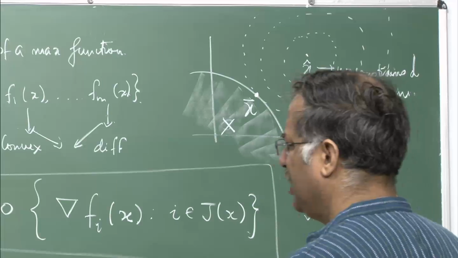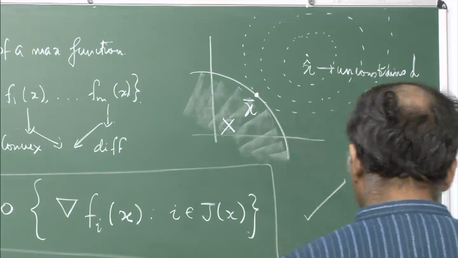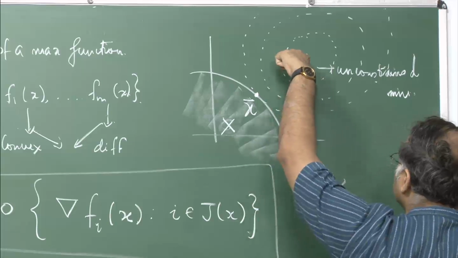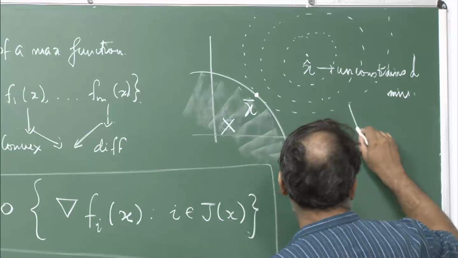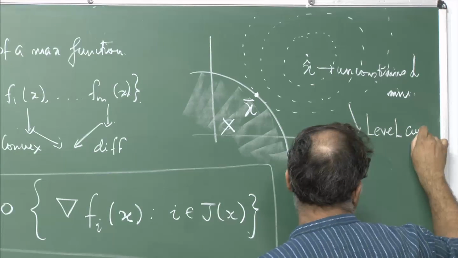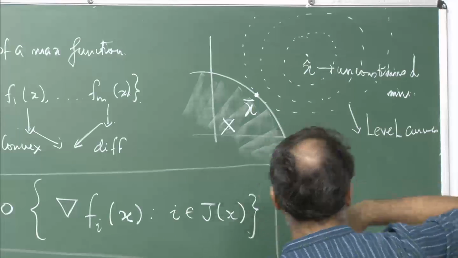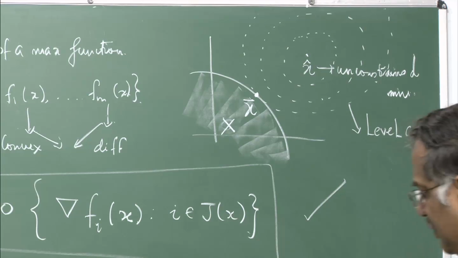X bar is the unconstrained minima, and you have to notice that these sets, these lines, which I have also called level sets, level lines, level curves. So, anything inside these is called level sets or lower level sets. Okay, let me tell you something.